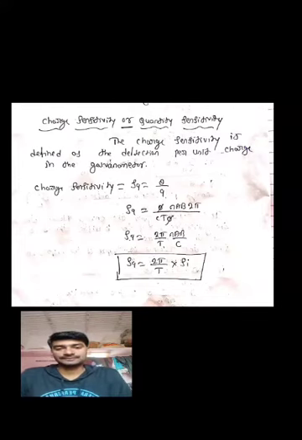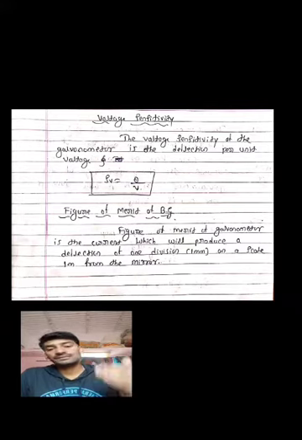Next one, voltage sensitivity. Here the voltage sensitivity means the deflection per unit voltage. The voltage sensitivity of the ballistic galvanometer is defined as the deflection per unit voltage, that is theta by V. The voltage sensitivity is denoted by SV, that is SV equal to theta by V.